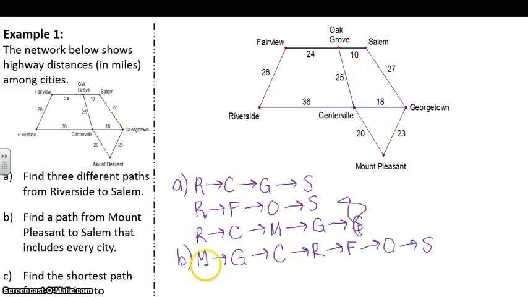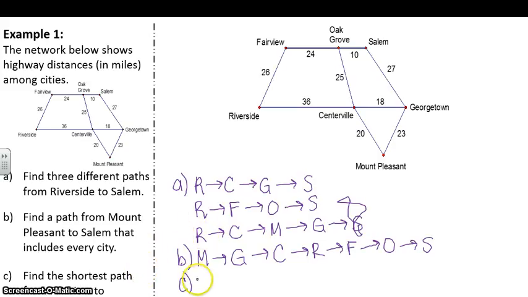Okay? And then part C says find the shortest path from Fairview to Georgetown. So this is where the numbers now come in handy. So we need to find the shortest path. So pause for a moment and see if you can find a path to where that path is going to be the least amount of miles. That's what it's talking about for your shortest path. So go ahead and pause.